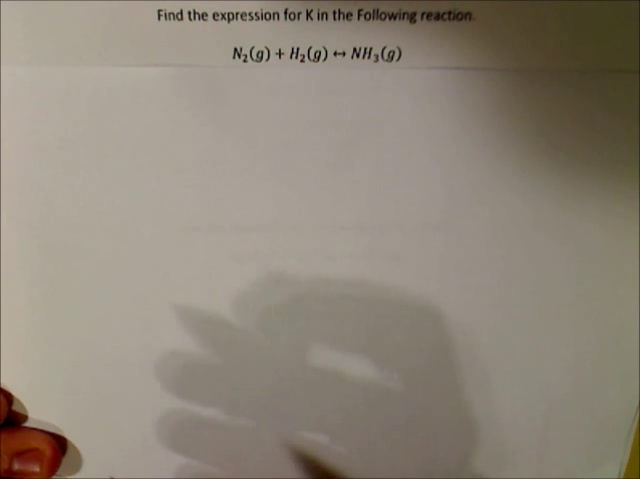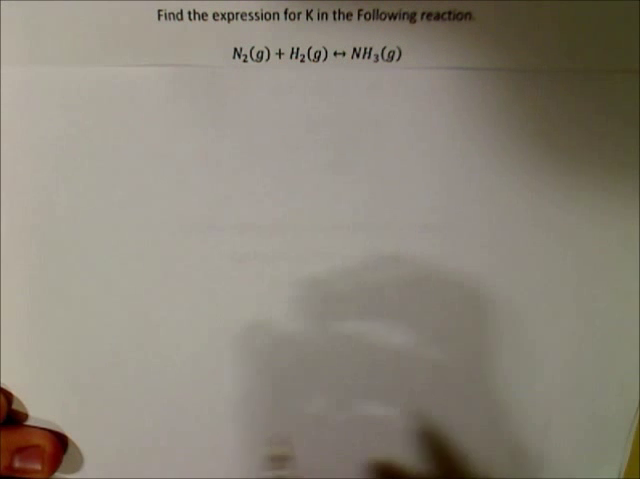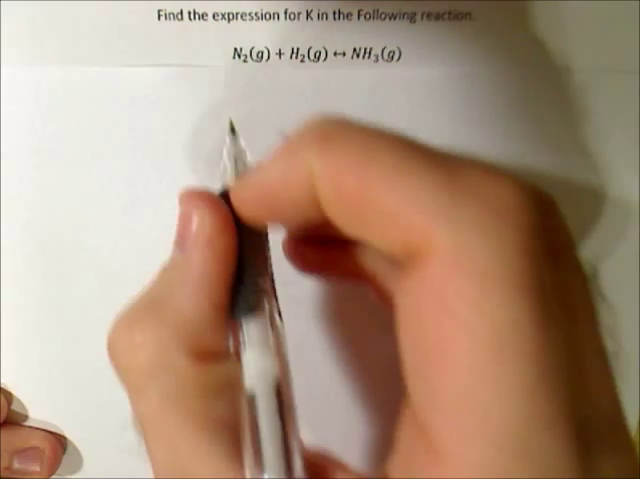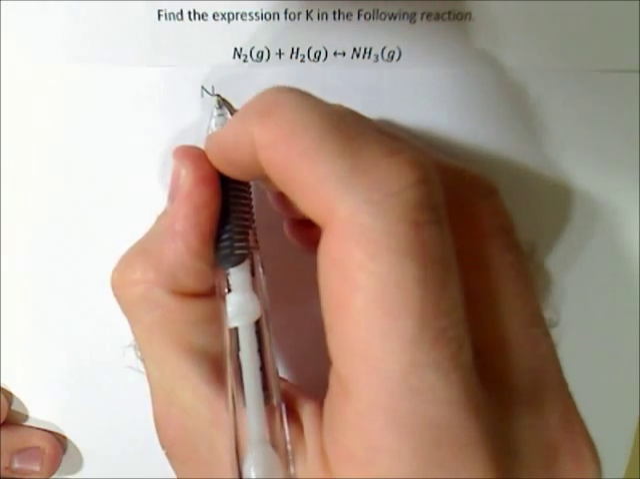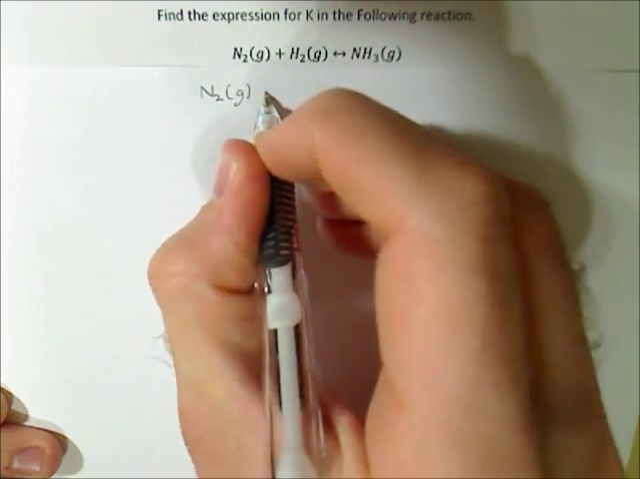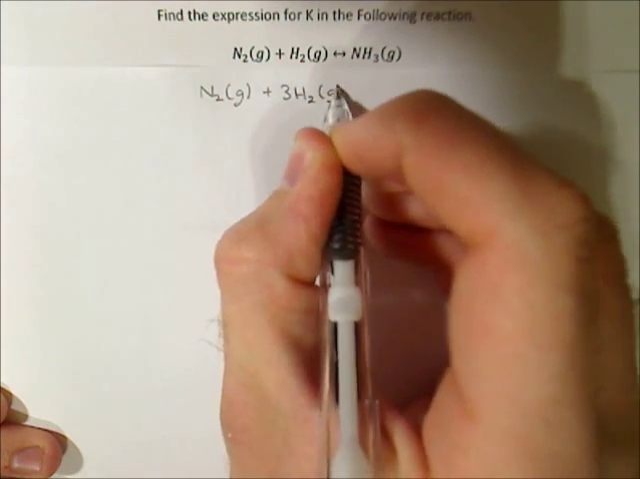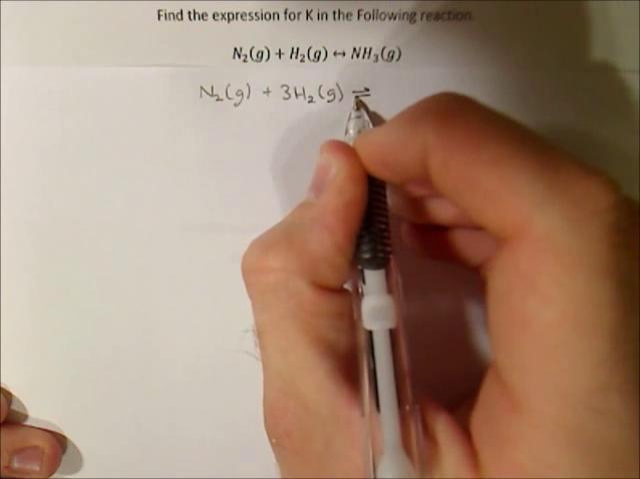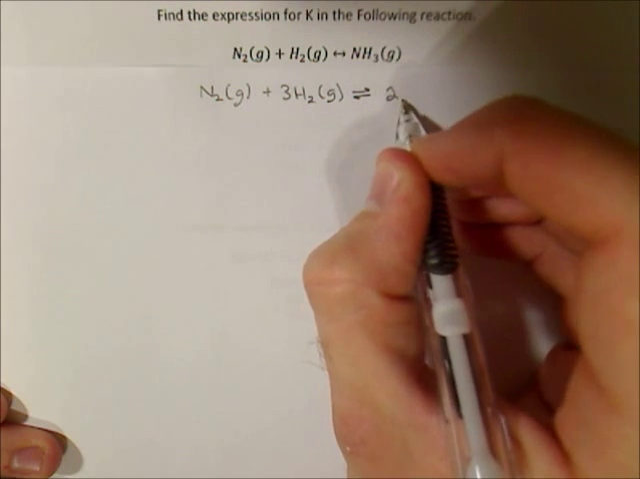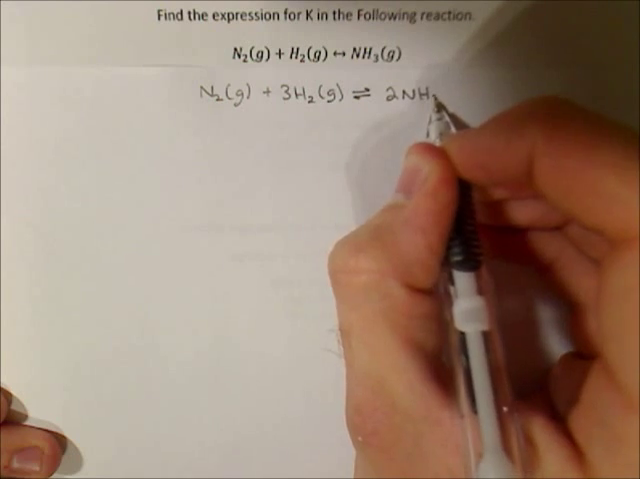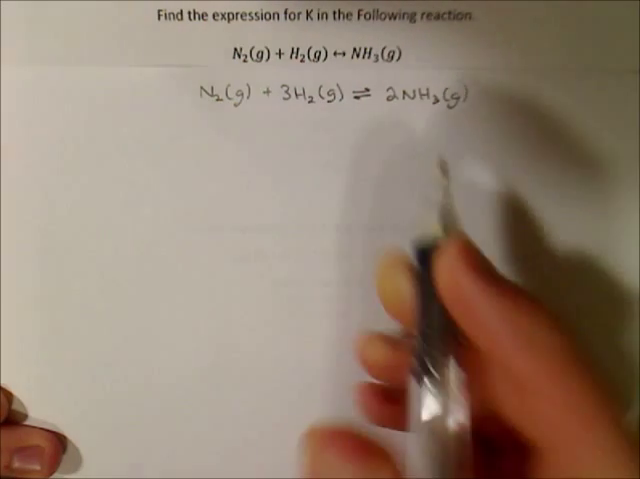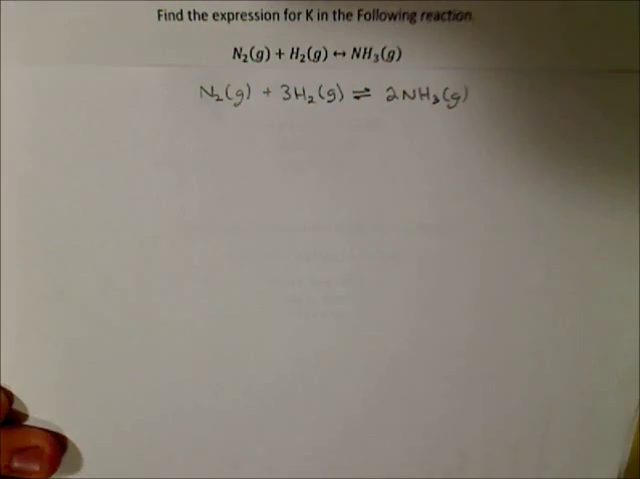Okay, so if we want to find the expression for K, the first thing we need to do in all of these is make sure we have a balanced equation. So let's go ahead and balance it first. And we count up everything, make sure it matches up, and in this case it does. So we're ready to move on.